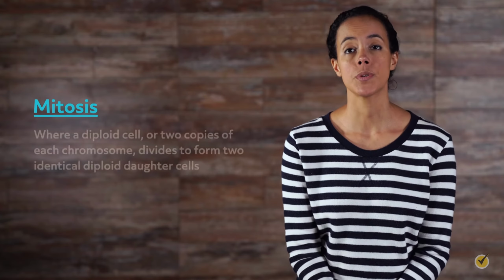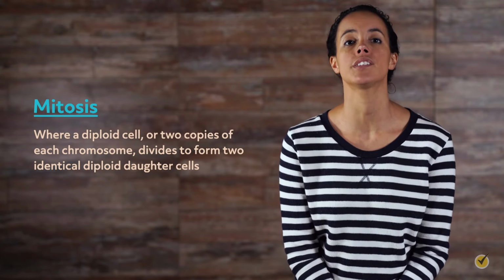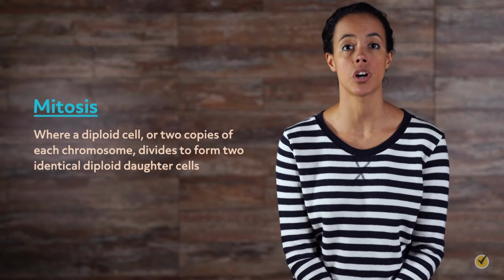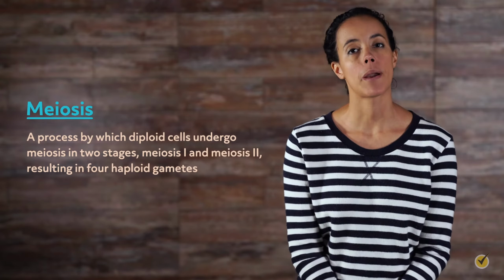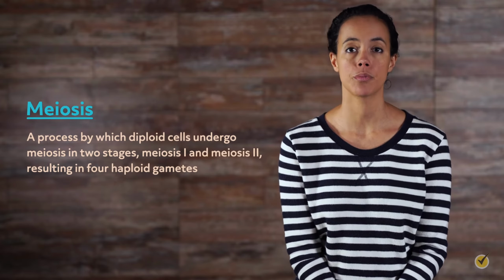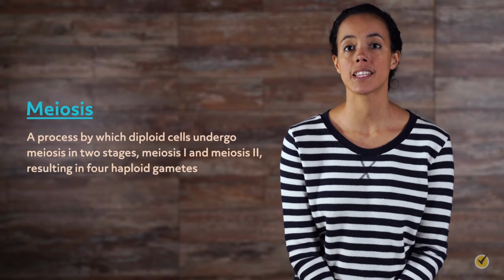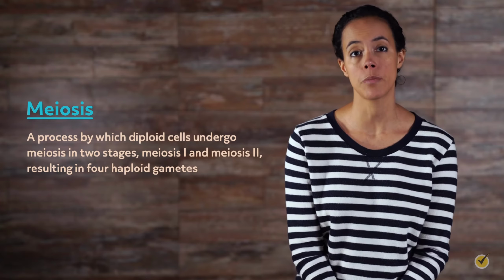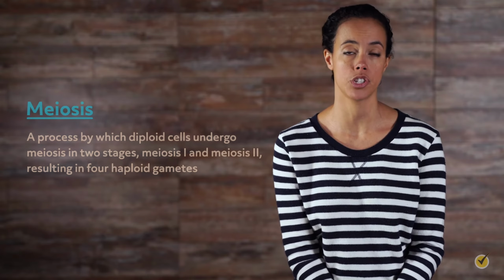In short, mitosis is where a diploid cell, or 2 copies of each chromosome, divides to form 2 identical diploid daughter cells. Meiosis is a process by which diploid cells undergo division in 2 stages, meiosis I and meiosis II, resulting in 4 haploid gametes. Remember, diploid means that the cell has 2 copies of each chromosome, and haploid refers to each cell having only 1 copy of each chromosome.